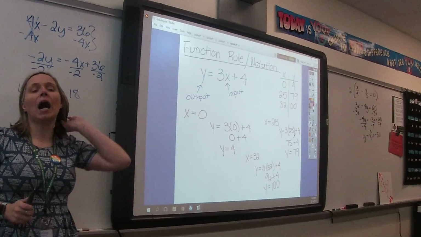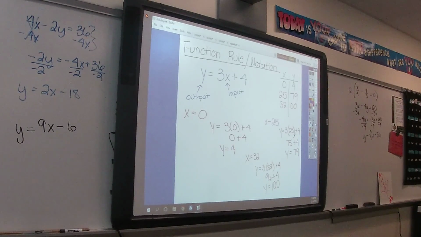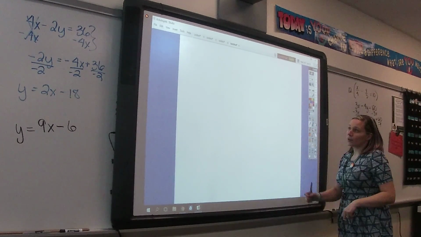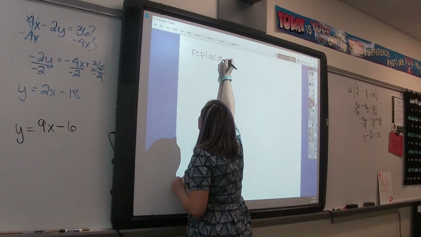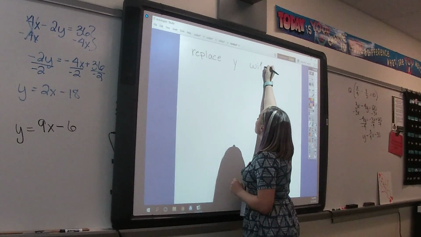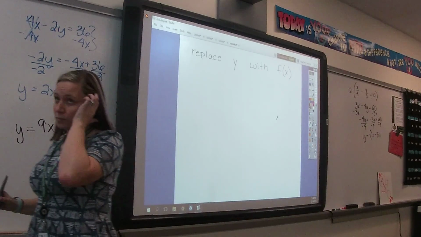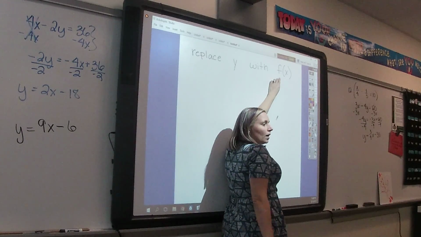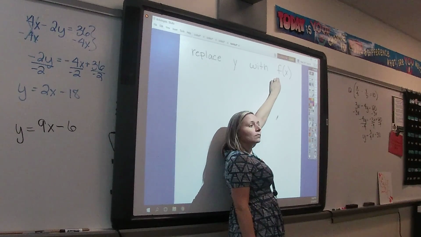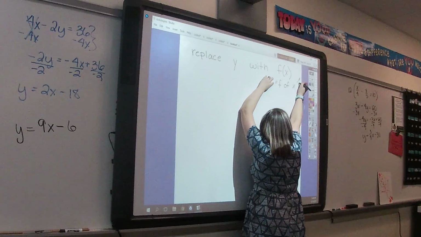Now, a function rule is kind of like flying coach. I mean, it does the job. It tells us our x and y value. But function notation is our first class. In function notation, we replace y with this. Anybody know how to read this? F of x. Mitch, what is that? F of x, right? So this is f of x.